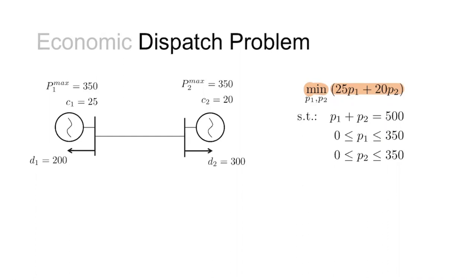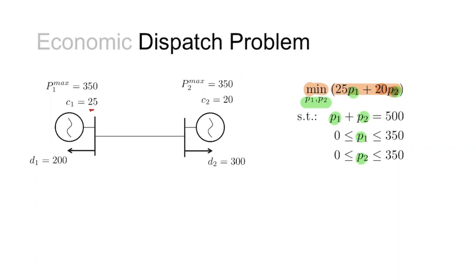So the total cost will be 25 times P1, which is how much I'm producing with generator 1, plus 20 times how much I'm producing with generator number 2. So this is the objective function of my problem. Then I have decisions. I already introduced what the decisions are in these problems: how much to produce with generator number 1 and generator number 2. Sometimes you see these decisions below the min, running through all the equations and functions, okay?